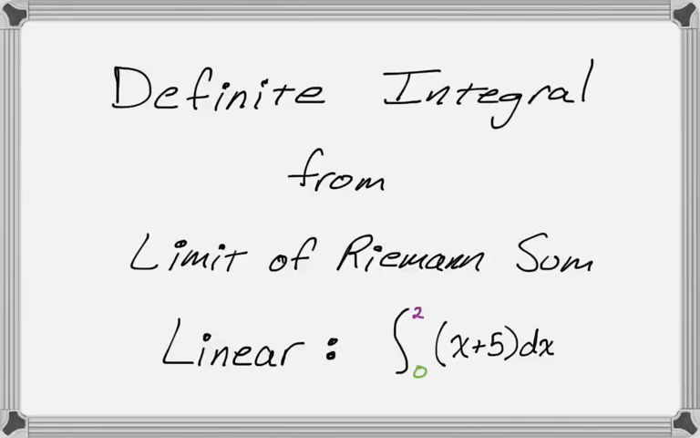Okay, in this video we are going to find a definite integral by taking the limit of a Riemann sum, and specifically we're going to deal with a linear function, so it'll be the integral from 0 to 2 of the quantity x plus 5 dx.